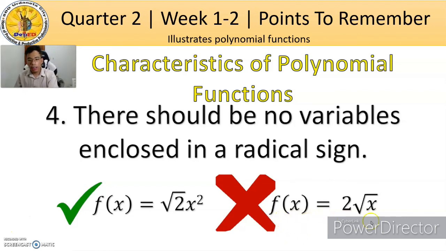Let us still consider this second example. We know that we can express this as 2x raised to 1/2. This only shows that the third and fourth characteristics of polynomial functions are related, and at the same time, your first and second characteristics of polynomial functions are also related.